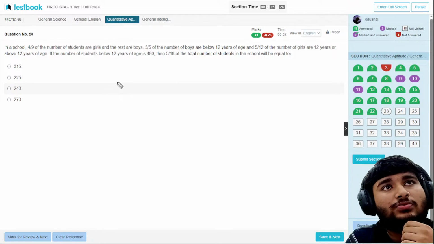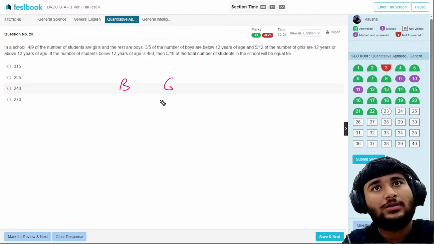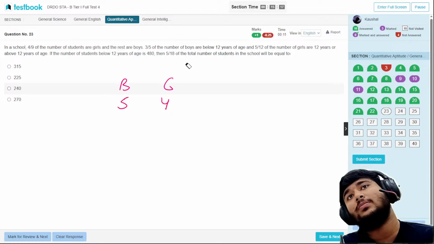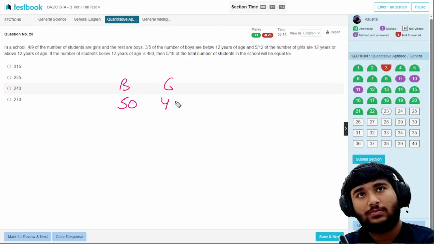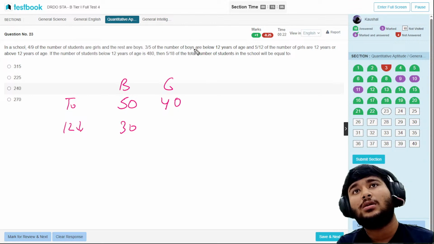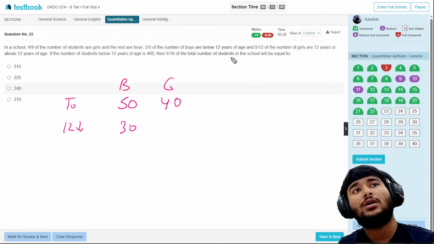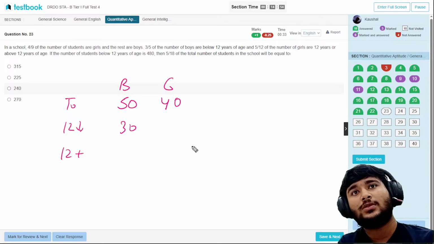A school, 4 above 9 students are girls and rest are boys. 4 girls हैं और 5 boys हैं. 3 out of 5 number of boys are below 12. अच्छा, 50 कर लिए टोटल. लेस देन 12 करेंगे तो 330. 5 by 12 are girls, are above 12. 5 by 12.